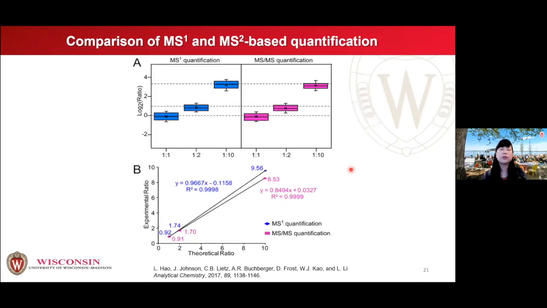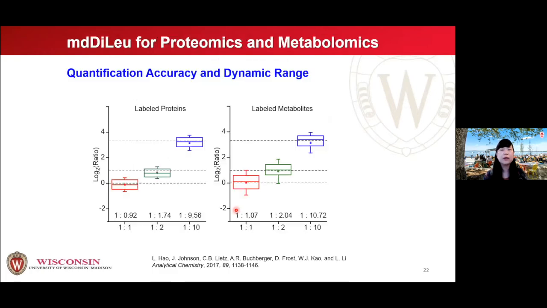Then we wanted to evaluate MS1-based and MS2-based quantification. In this case, the box plot and the linear dynamic range show pretty comparable performance for both, with MS1 showing slightly better quantification accuracy. Then we looked at both the protein and the metabolite, their quantification accuracy and dynamic range. Again, we observe pretty comparable results for both approaches.